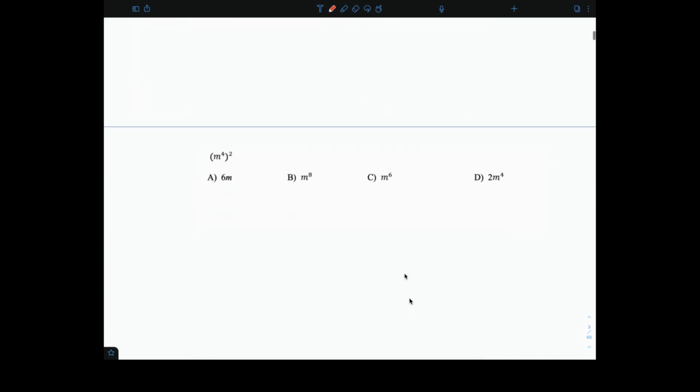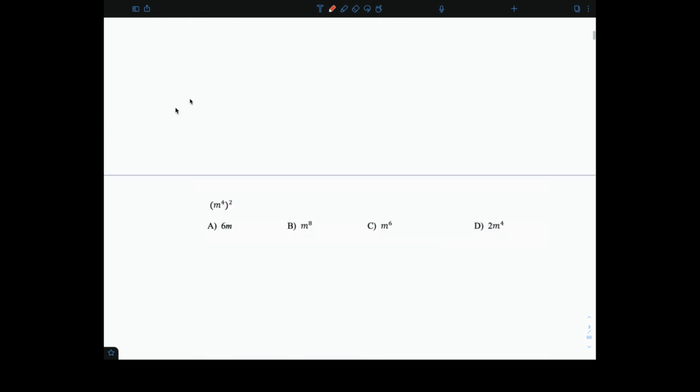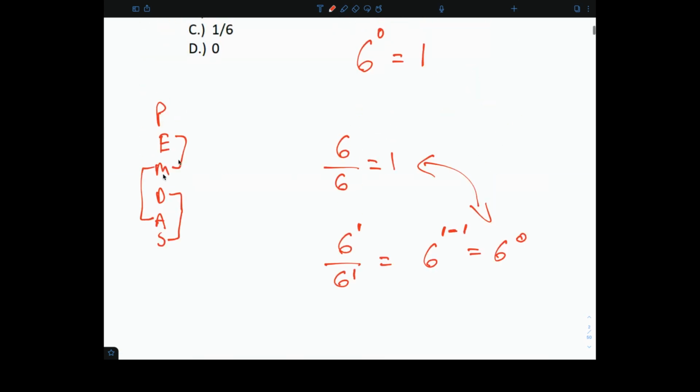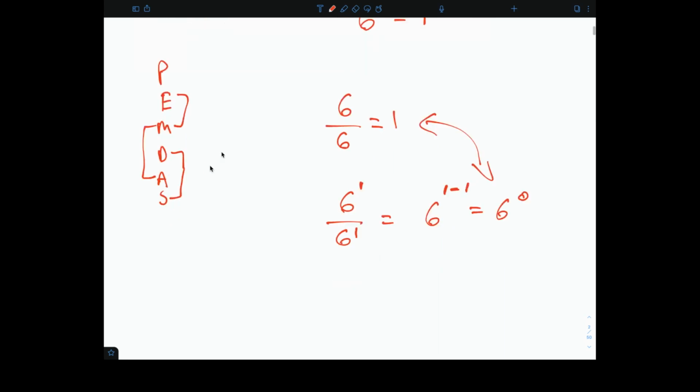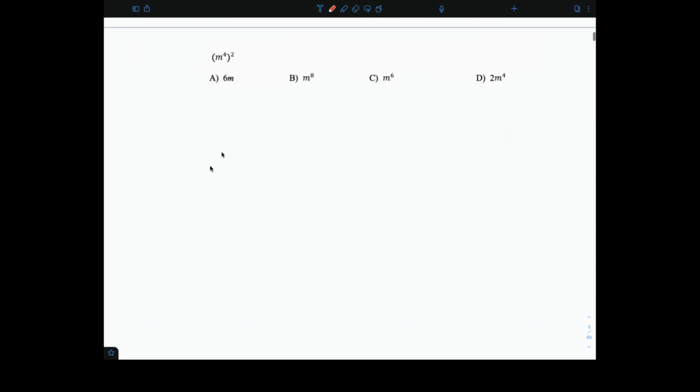All right, next one. M to the fourth squared. So again, if we refer back to here, we said multiplication and exponents are related. So what do you think we do here? That's right. We're going to end up multiplying. So 4 times 2, m to the 8th. All right, moving right along.